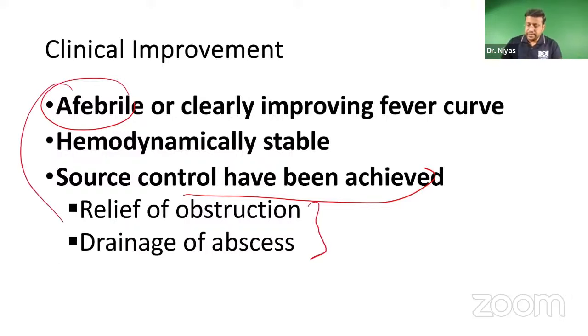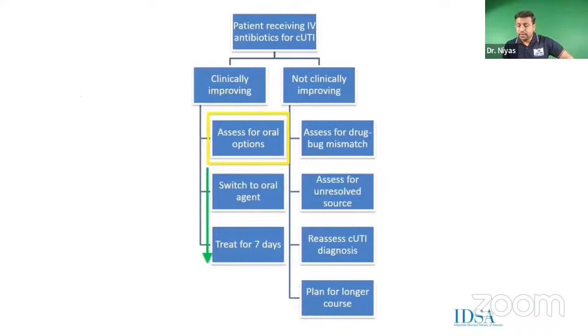So if these 3 criteria are met, that is the patient is afebrile, hemodynamically stable, and the source control has been achieved, then you can assess the patient for oral options. That is something that you have to be aware of. Not every patient with urinary tract infection needs to complete the course with an intravenous agent. Some of these patients may be eligible for oral therapy. That is very, very important. And you can switch to oral agents if they are eligible.